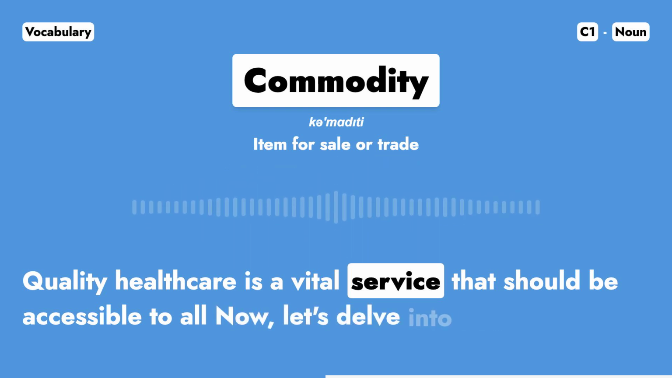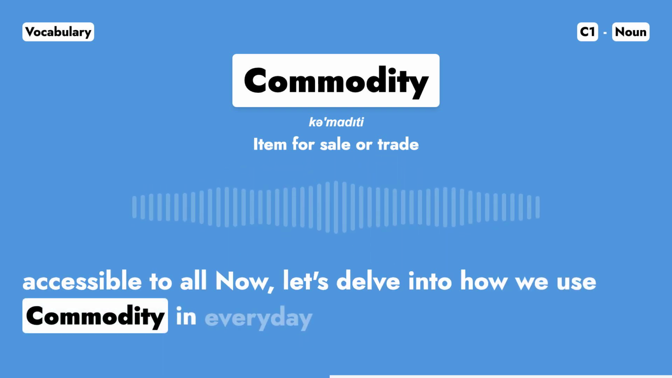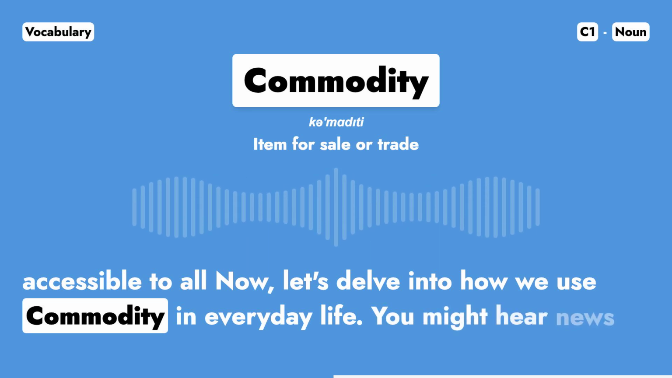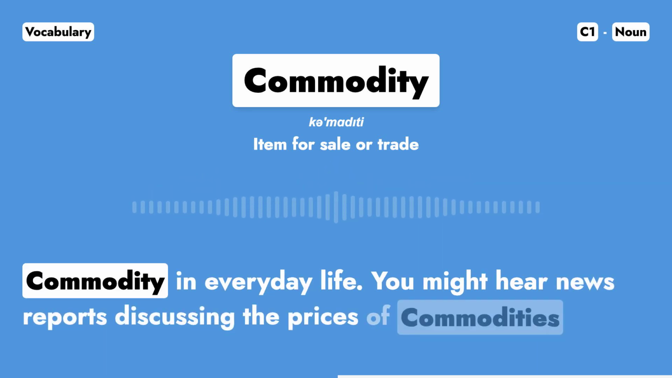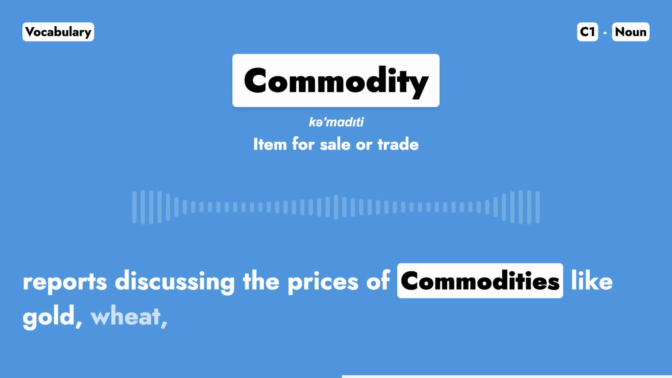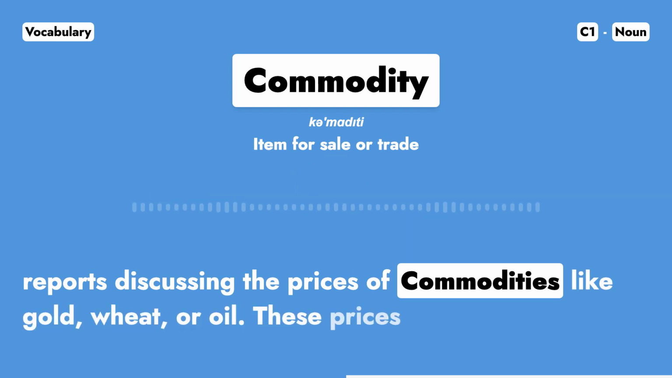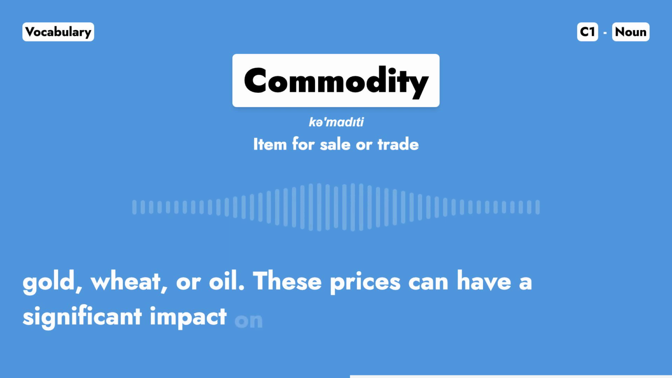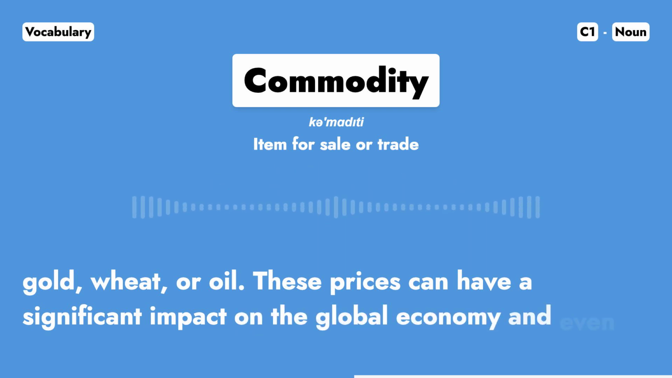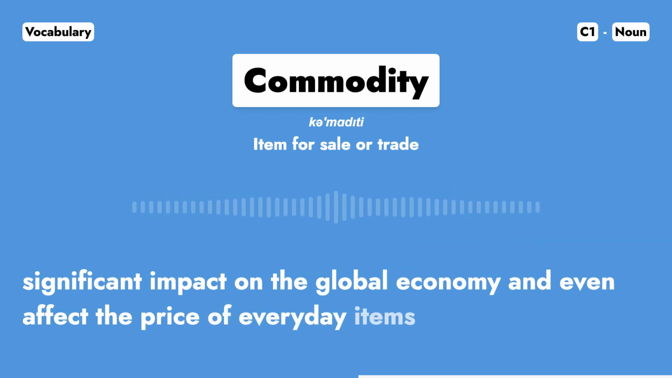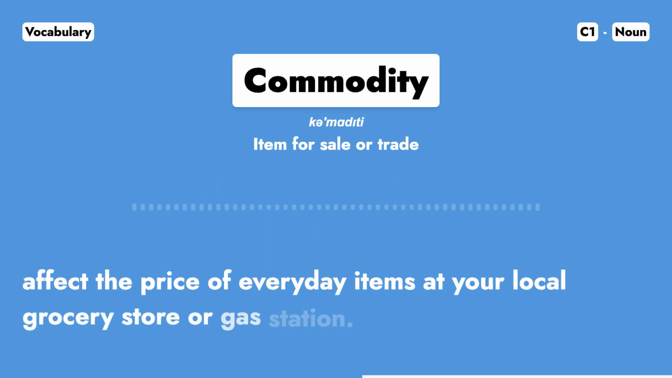Now, let's delve into how we use commodity in everyday life. You might hear news reports discussing the prices of commodities like gold, wheat, or oil. These prices can have a significant impact on the global economy and even affect the price of everyday items at your local grocery store or gas station.